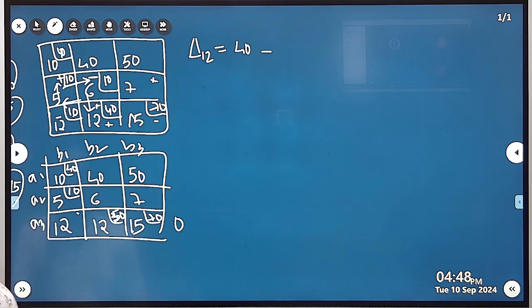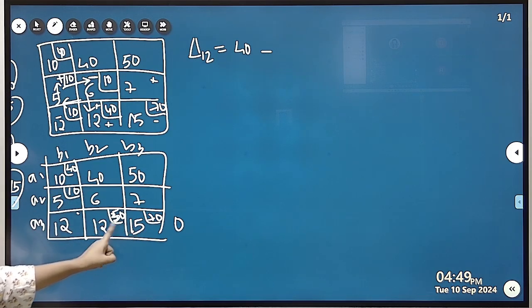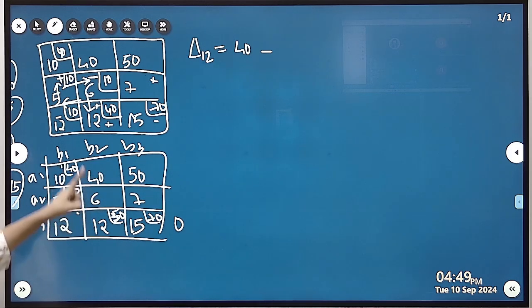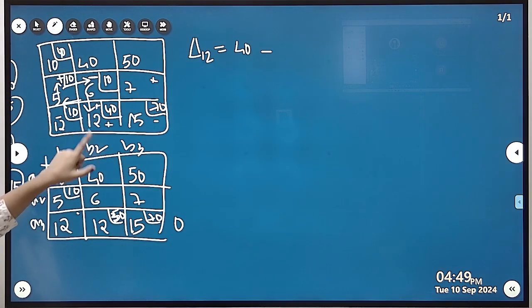But we did not get 5, right? The feasible solution is not there, right? The number of occupied cells is only 4: 1, 2, 3, 4. But we need to get 5. Is this 10 only? This one and this one, 10 only? Check once, is that value 10 or something? It's 10 only.